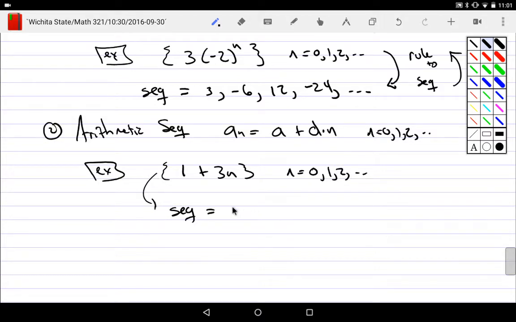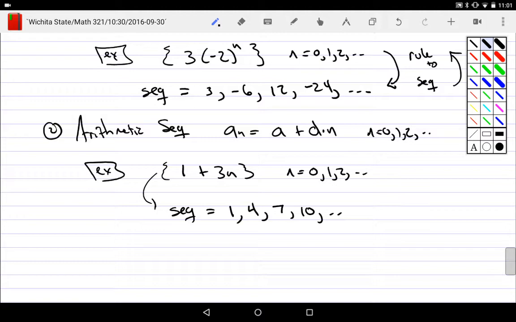What sequence would this form? Plug a 0 in, what do I get? 1. Plug a 1 in, what do I get? Plug a 2 in, what do I get? All right, plug a 3 in. What do I get? What do you notice about each of these neighbors?